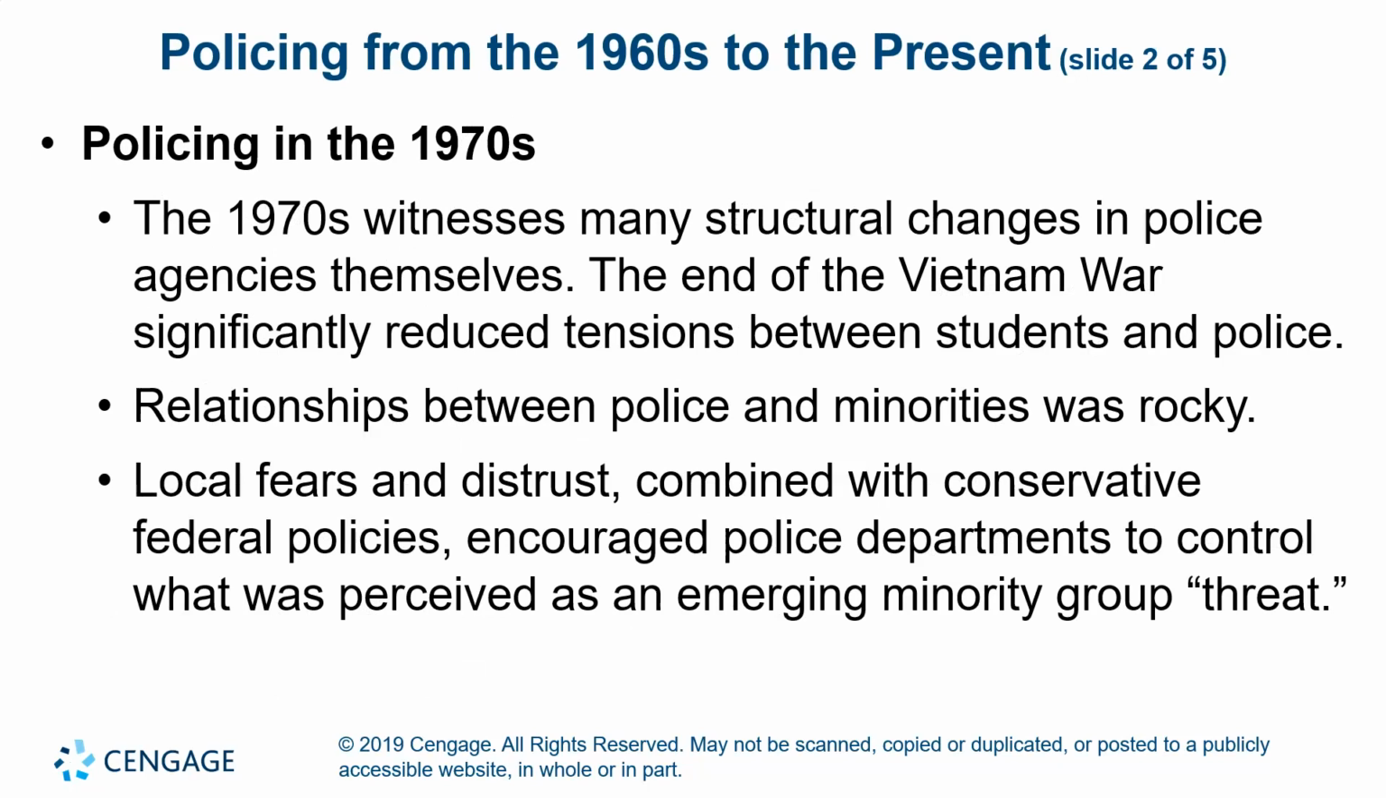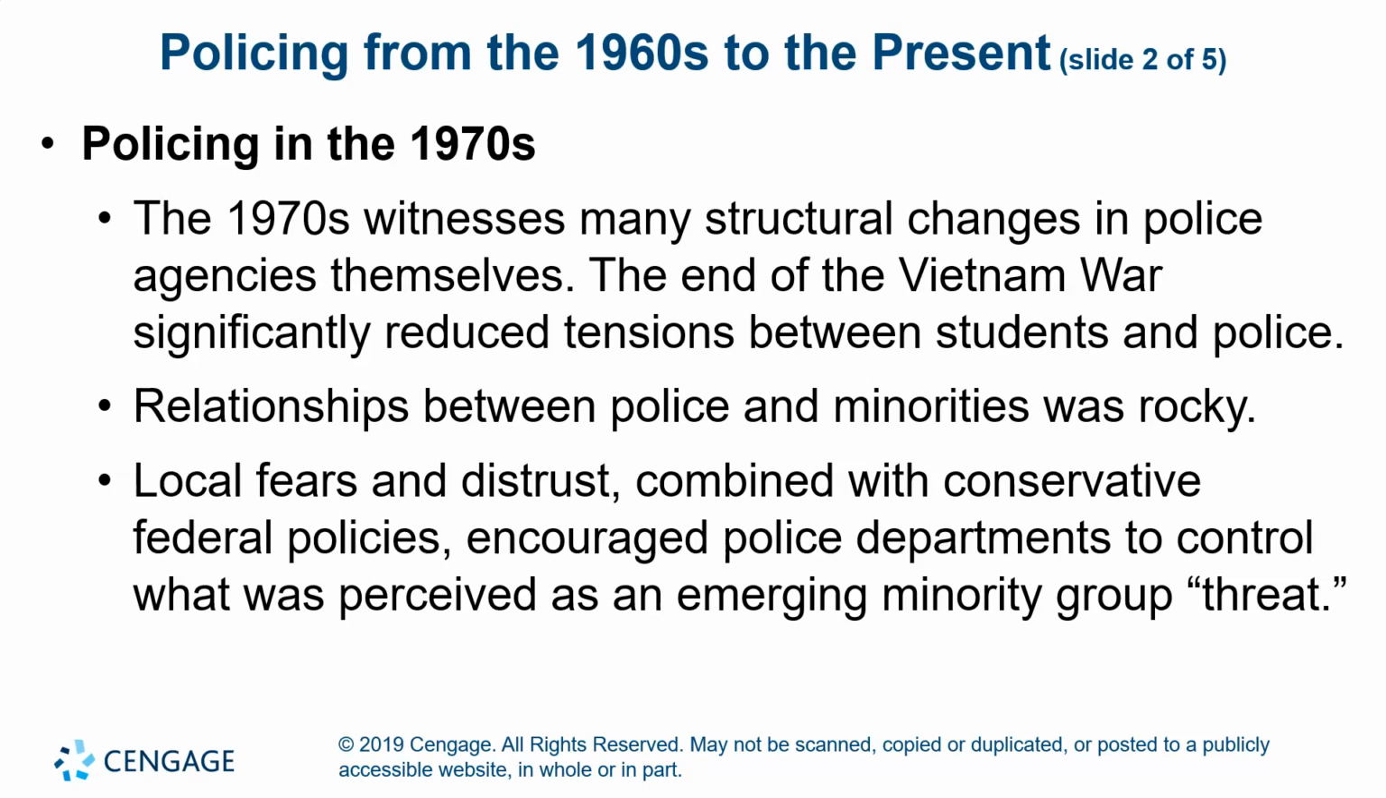And then let's move to the 70s. So, the 1970s witnessed many structural changes in police agencies themselves. The end of the Vietnam War significantly reduced tension between students and police. However, relationships between police and minorities were still rocky. And basically local fears and distrust combined with conservative federal policies encouraged police departments to control what was perceived as an emerging minority group threat, if you will.